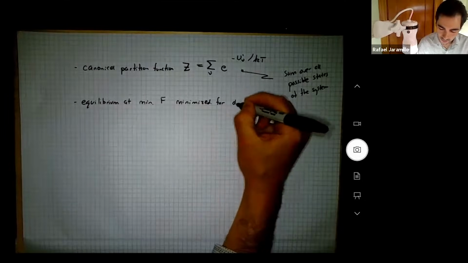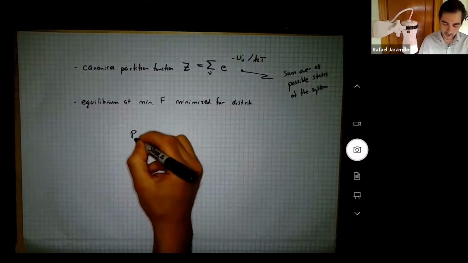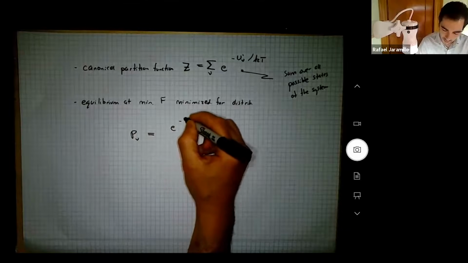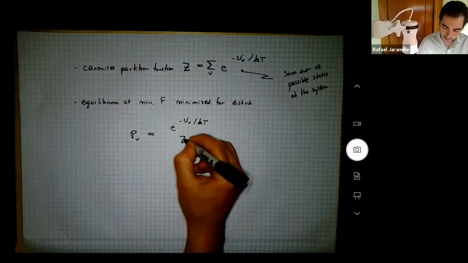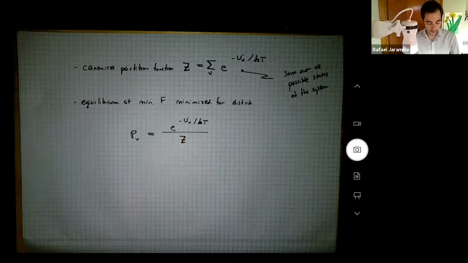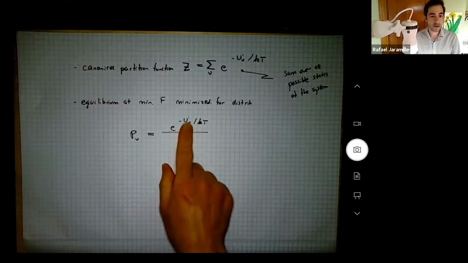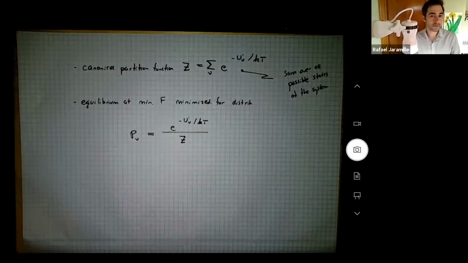F is minimized for the distribution: probability of finding system in state nu equals e to the minus U nu over kT, over Z. So it has the same functional form as the Boltzmann distribution, except instead of single particle energies, this is the energy of the system as a whole. And instead of maximizing entropy, it minimizes Helmholtz free energy.